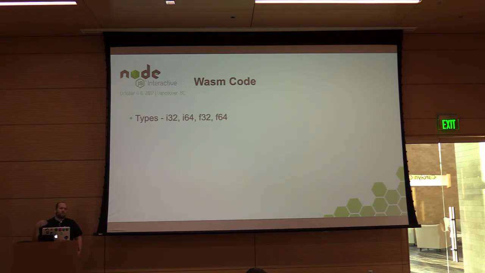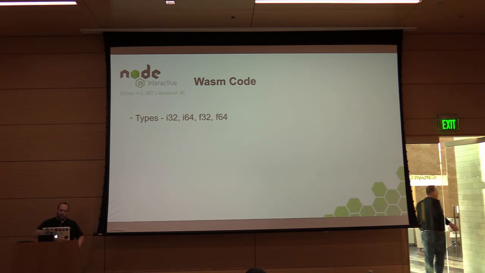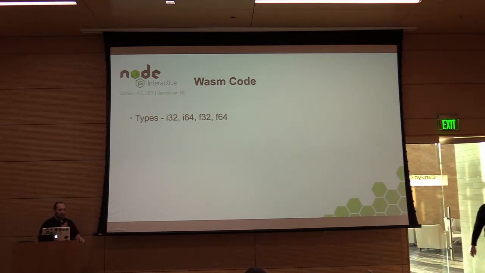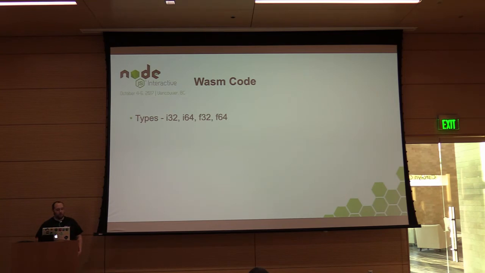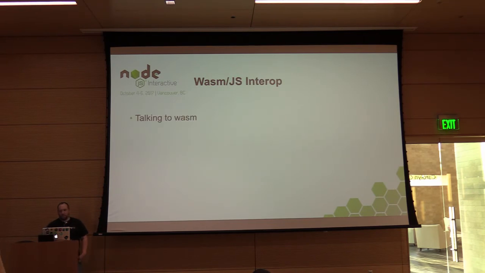So WebAssembly is strongly typed. We have 4 types. This is it. Okay, no, nothing high level like a string, all right? We have 4 types. 32-bit integer, 64-bit integer, 32-bit float, and a 64-bit float. We have a stack machine. We saw how that works. We can export functions. We have some linear memory. And we have, I don't know, 60 or so low-level commands. Things like add, subtract, multiply. You can do things like that. You can store values. You can load values. But that's all you get. And so let's save our questions until the end.